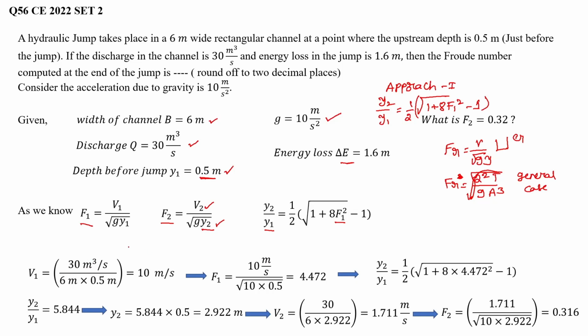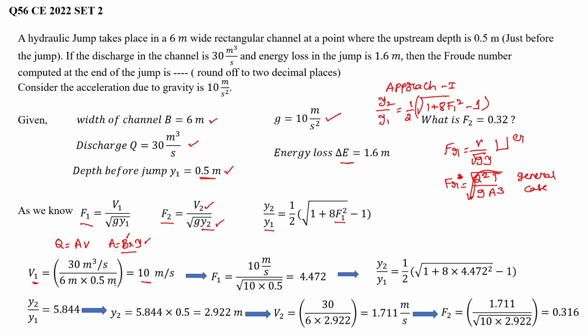So what is the velocity? As we know, Q equals A into V. For a rectangular channel, A equals B into y. Here we know the B and we also know the y. B is 6 meters, as they have given, and y is 0.5 meter. Because we are calculating the section at 1, it will be V1. So 30 meter cube per second divided by 6 meter into 0.5 meter gives us the value of 10 meter per second. That is V1.